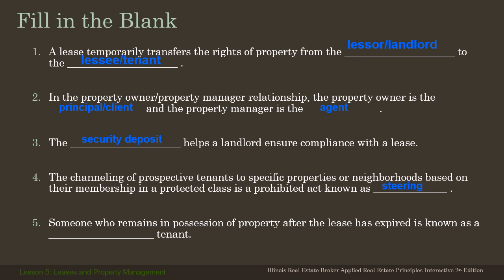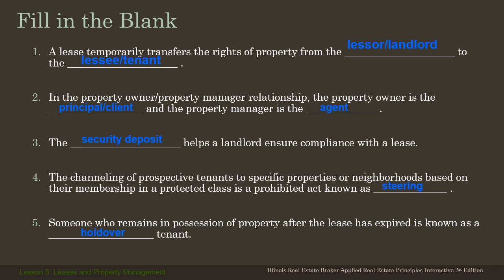Someone who remains in possession of property after the lease has expired is known as a holdover tenant. So when someone holds over after their tenancy has terminated, it's called a holdover tenancy, because that's the estate that the holdover tenant has. It's called a holdover tenancy.